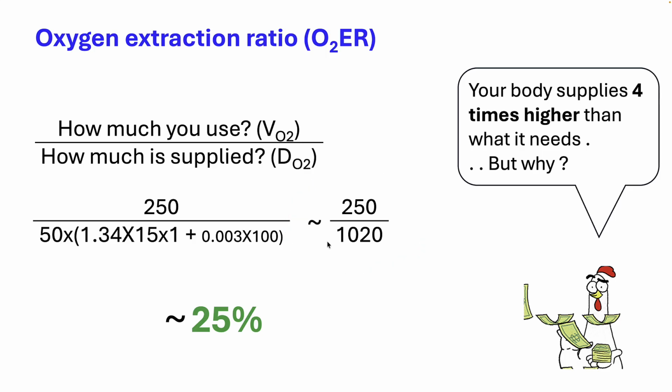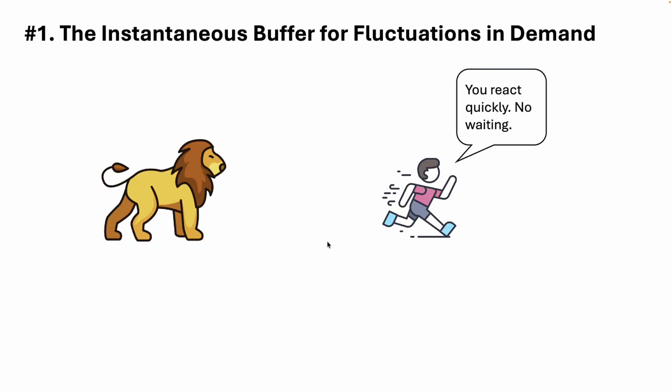So your body supply is 4 times higher than what it needs. And the reason for this is because it acts as an instantaneous buffer for fluctuations in demand. For example, when you're exercising or running away from a danger, you need those demands immediately and not wait.